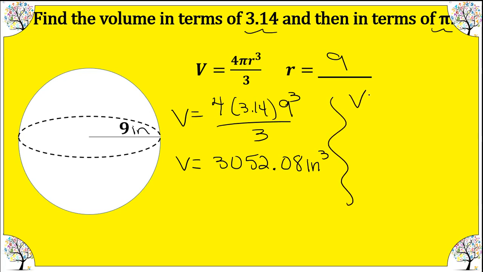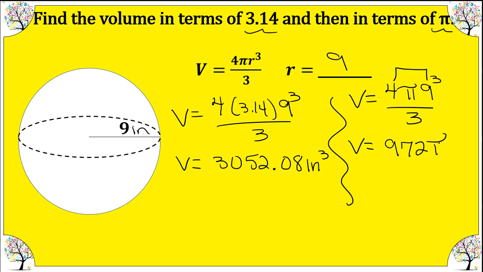Now we're going to define the volume in terms of the pi symbol. So we are going to multiply 4 times 9 cubed and then divide that by 3, and we get a coefficient of 972 times pi, and that's going to be inches cubed.